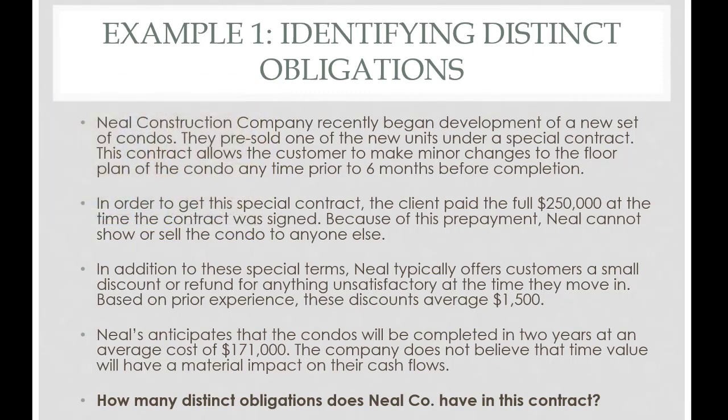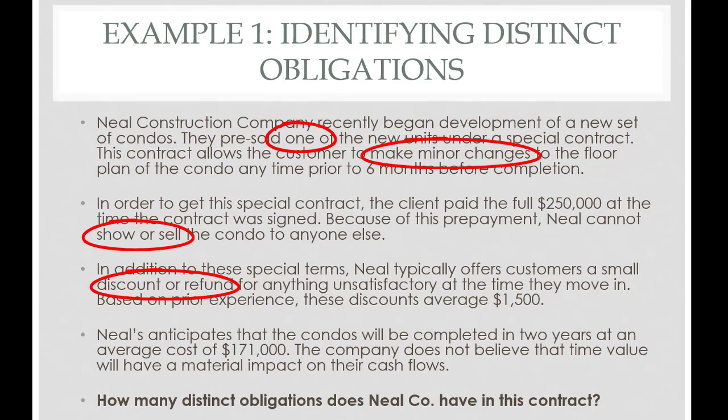Really, we could say that there are at least 4. You could actually name others, but really we're agreeing to give them the condo. We're agreeing to allow them to make changes for the first 6 months. We're agreeing not to let anybody else see the condo because we're promising to give it to them. And last, we're agreeing to give them this discount if anything's wrong at the end. So we've got 4 obligations.